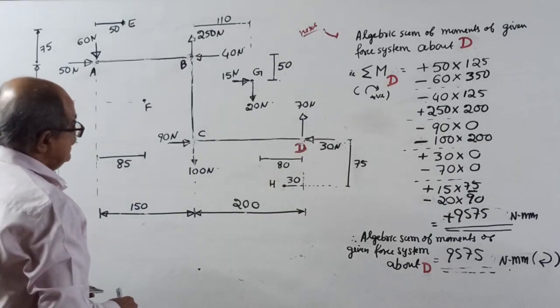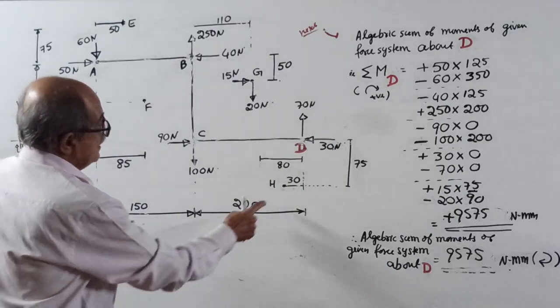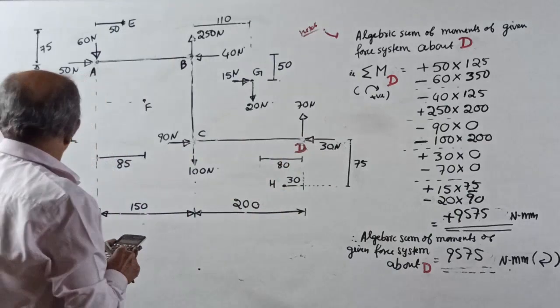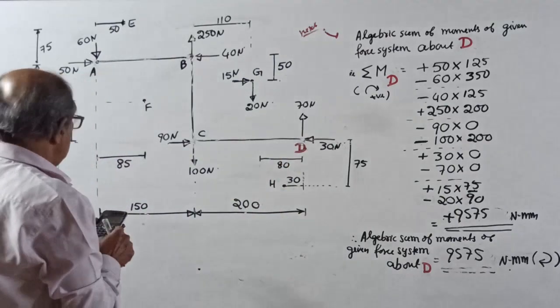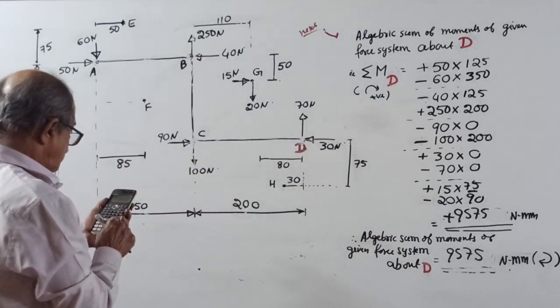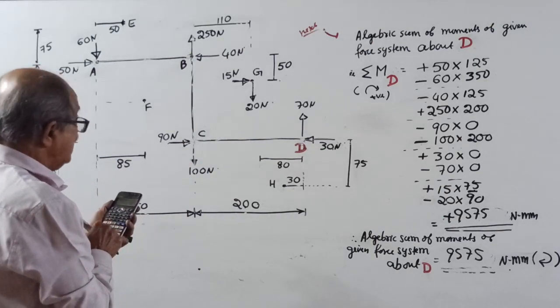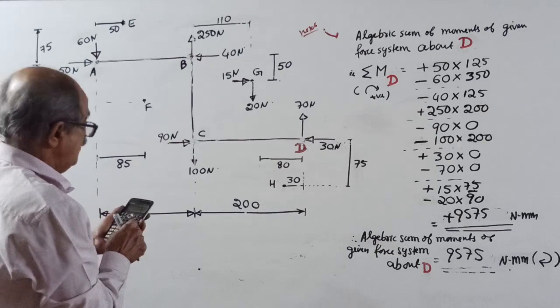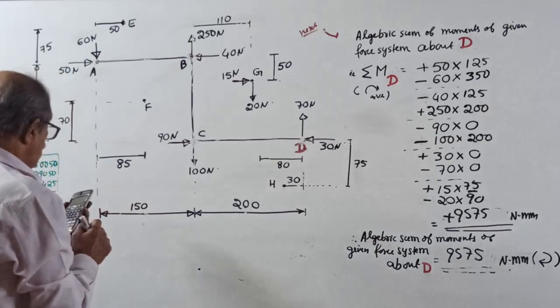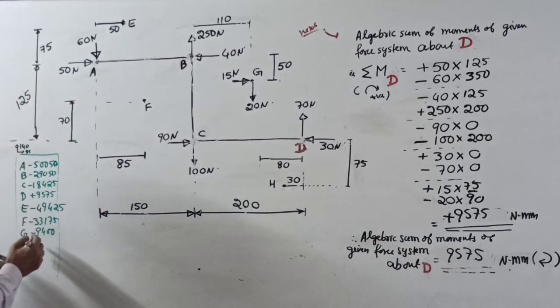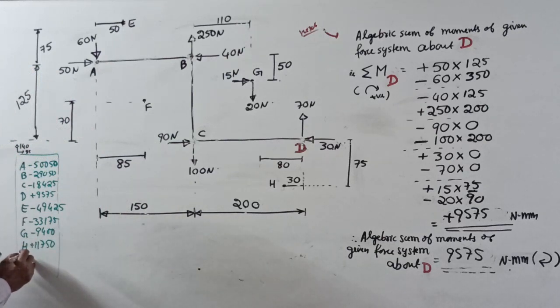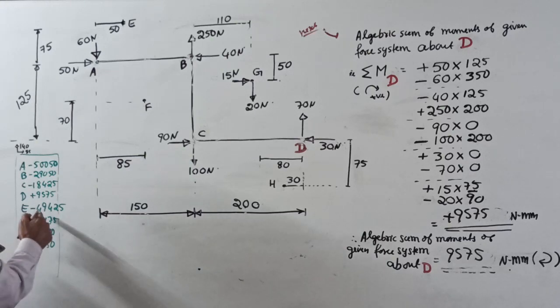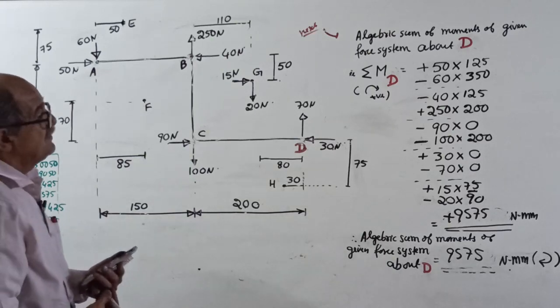After G, next H point. Where is H point? Here. D, the D answer was 9575. Then 140 anti-clockwise into 30, plus 85 into 75. 11750 about H, plus 11750. Lastly, one more point is there. All over. I got all the answers. Okay.